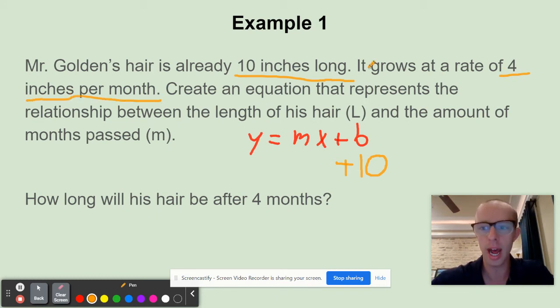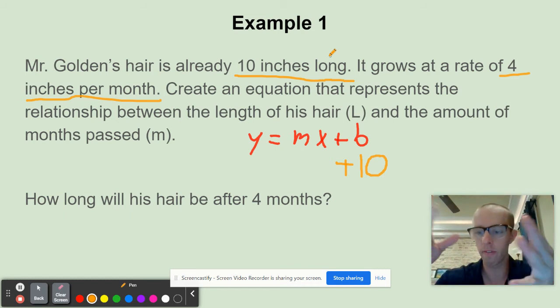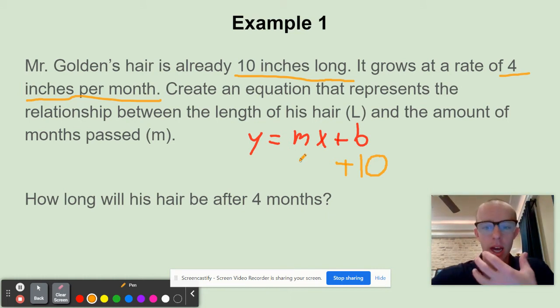I can write that algebraically. If I said, how many inches has his hair grown in 3 months? Well, you'd do 4 times 3. If I said, how many inches has it grown in 7 months? Well, you do 4 times 7. Each time you're multiplying 4 by the amount of months. All right, so I can write that algebraically simply as 4m.